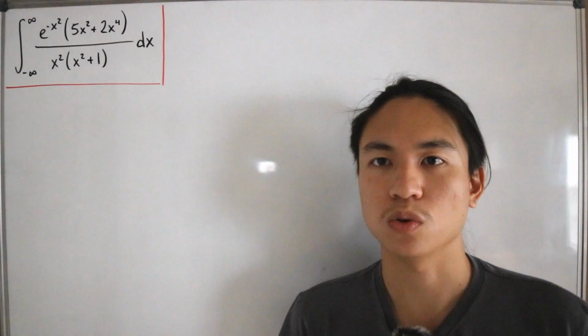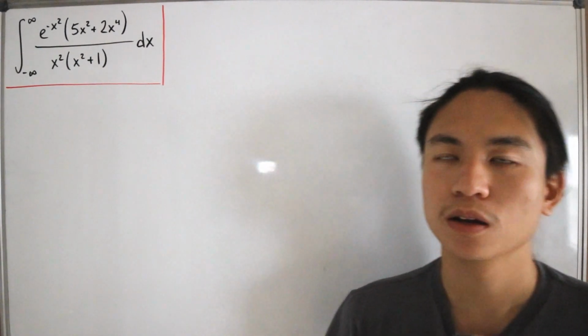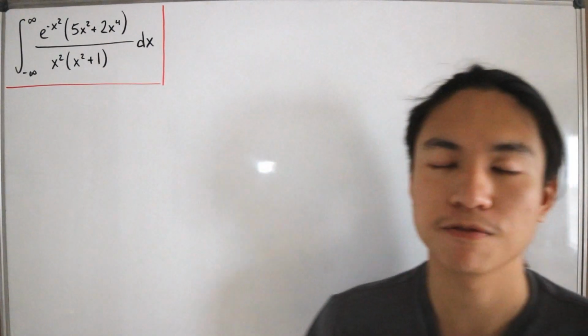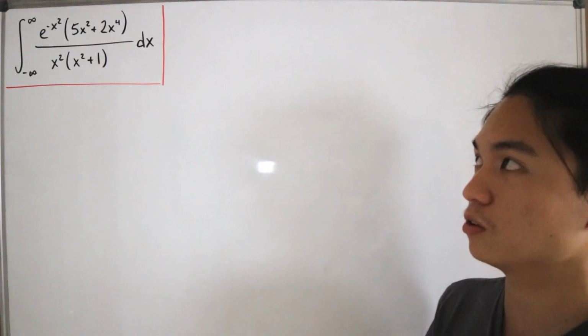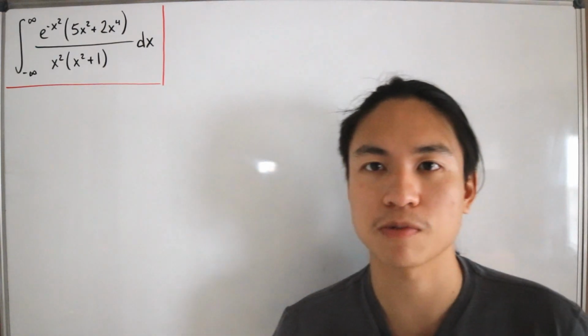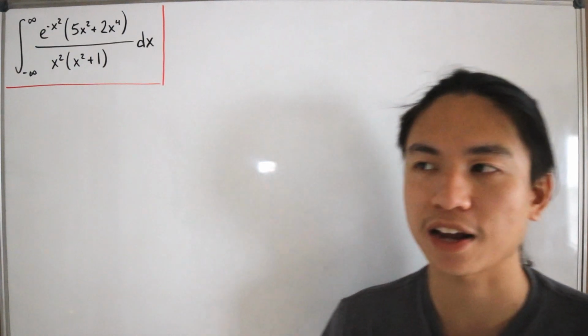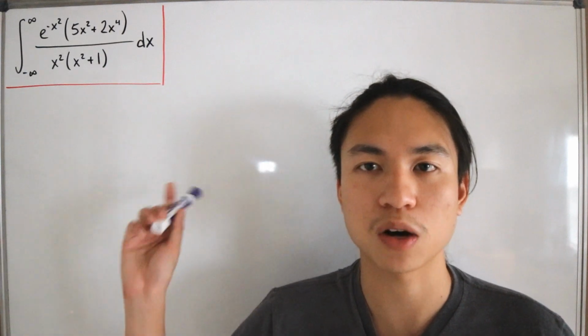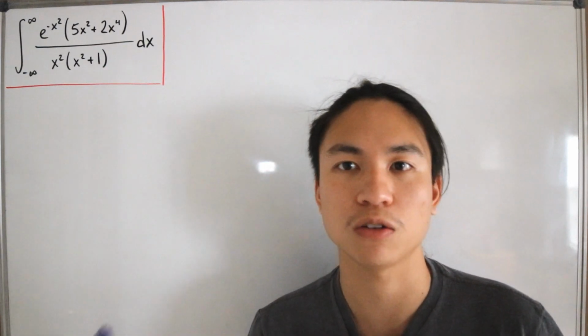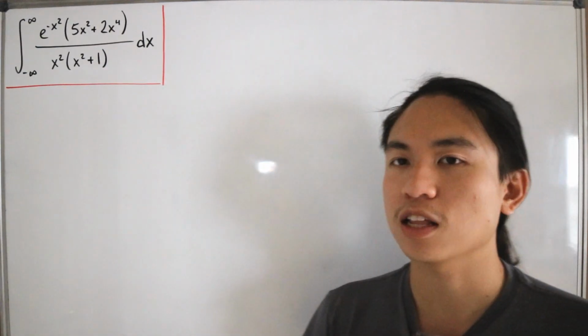Okay, so welcome back to the video. Here we have an improper integral from negative infinity to infinity of e to the negative x squared times 5x squared plus 2x to the fourth, all divided by x squared times x squared plus 1 dx. So we have a Gaussian function involved, and a bunch of polynomials multiplied and divided alongside it. So it's actually not that bad.